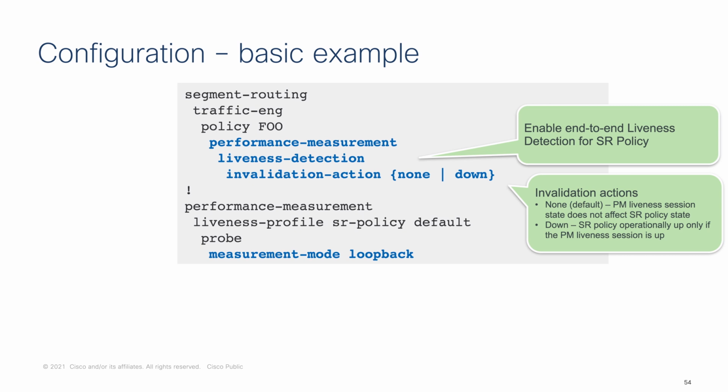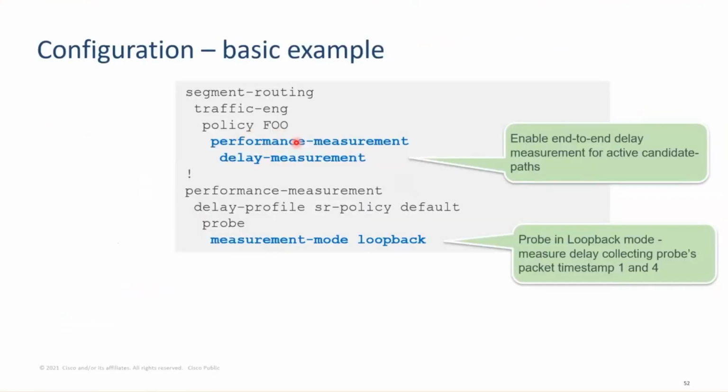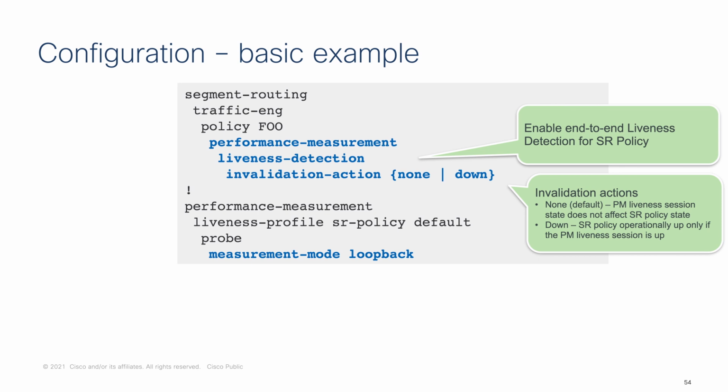If we look at some basic configuration examples, we see a manual policy, in this case policy foo, where we enable performance measurement, we enable delay measurement underneath it, and the configuration of the performance measurement submode includes a default SR policy delay profile. And in this very simple example, we're only configuring the measurement mode to be loopback mode. Now, let's actually watch an example of this measurement mode loopback for delay measurement over SR policy.